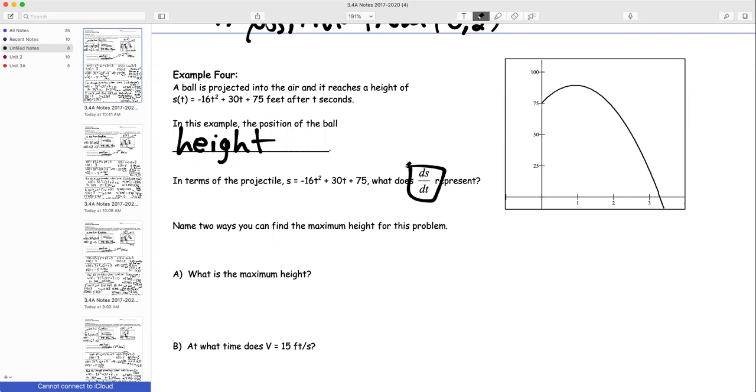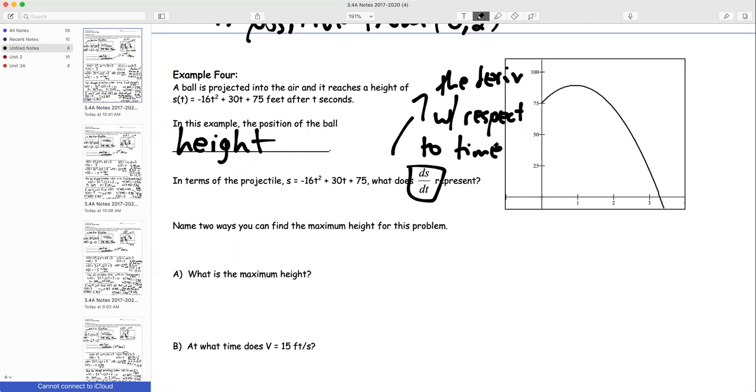The derivative with respect to, what is the dt? With respect to time. My time is on the x-axis.